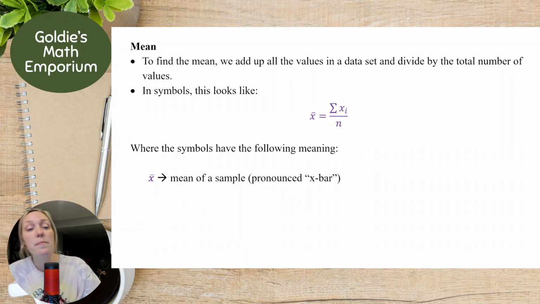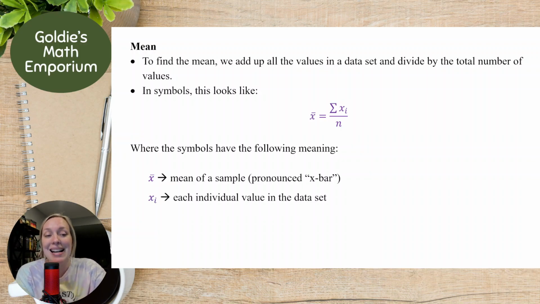Okay, so x bar represents the mean of a sample. And you notice how I'm pronouncing it: x bar. That's what we call that. X bar represents the mean of a sample. X with a subscript of i is talking about each individual value in a data set. So think of i, think of individual.